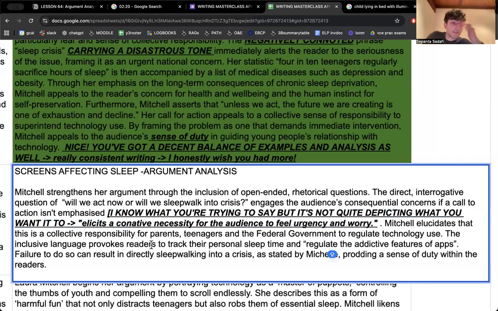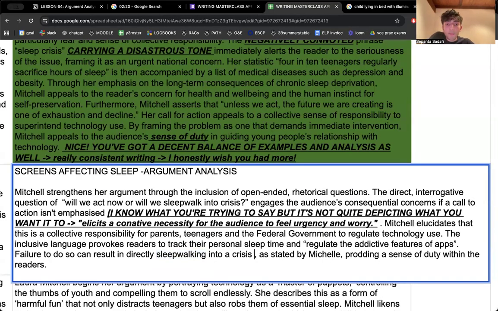Mitchell elucidates that this is a collective responsibility for parents, teenagers, and the federal government to regulate tech use. The inclusive language provokes readers to track their personal sleep time and regulate the addictive features of apps. Failure to do so can result in directly sleepwalking into a crisis.